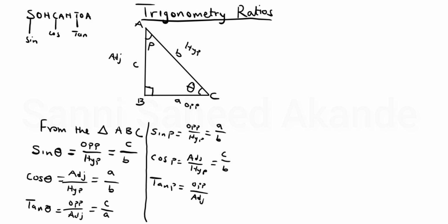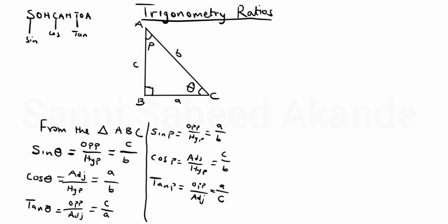So what is the opposite for angle P? The opposite is A divided by the adjacent, which is C. Understood? So you have to take note of that. It's very, very important. Let me quickly take this off again. Okay, so now let's continue.